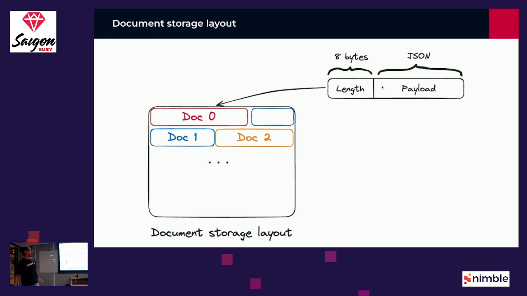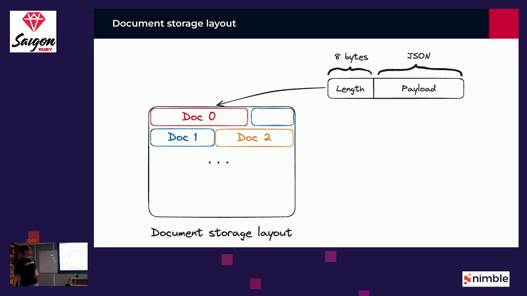Again, the payload needs to be serialized somehow. So let's pick JSON because, again, it's simple. So we have length and then payload. Usually we refer to it as a length prefix. So you prefix some payload with a length so you can later retrieve it back.